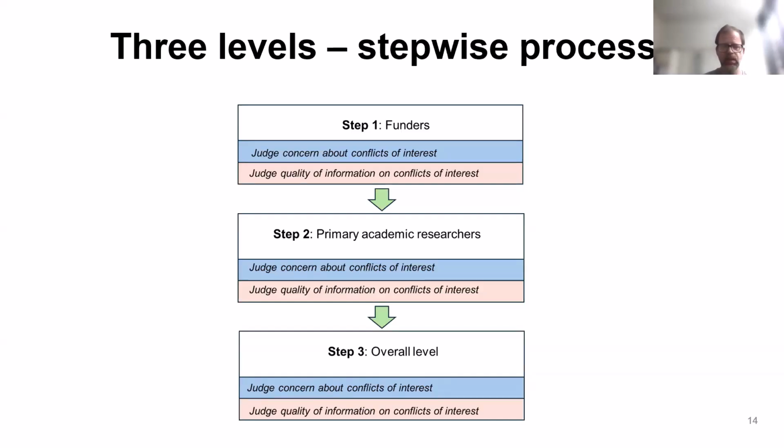And then lastly, based on the information and your judgments in steps 1 and 2, you will reach an overall judgment on trial level, both in relation to the concern about conflicts of interest and the quality of information. So in essence, step 3 is done automatically based on your assessments or judgments in steps 1 and 2.